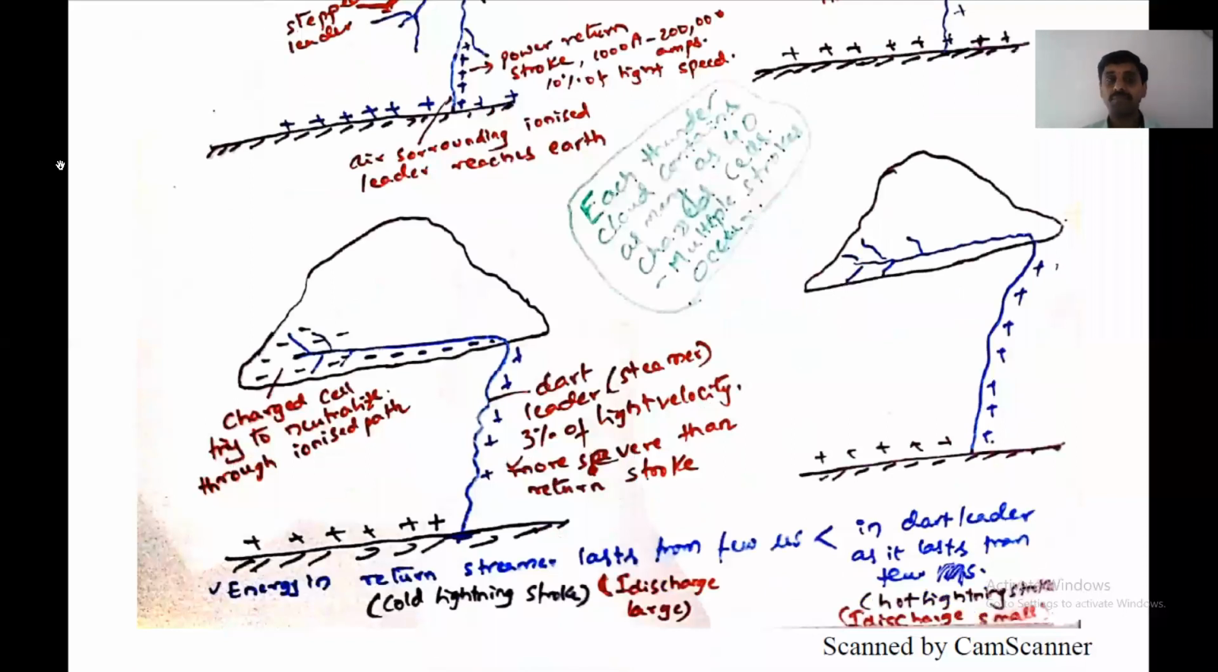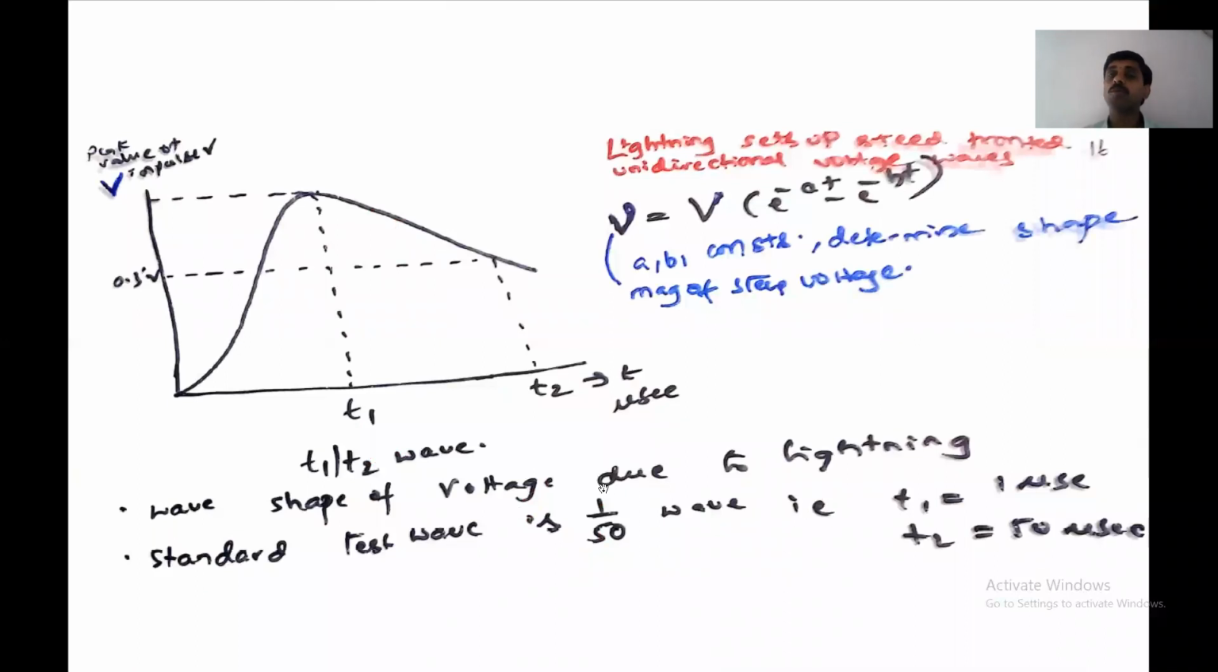So the lightning surge can be expressed by this wave. Already I said, 1.2 by 50 microsecond wave. It takes 1.2 microseconds to reach its peak value. It takes 50 microseconds to fall to 50% of this value. So we can express this wave like this: V is equal to V into two exponential waves, e power minus at minus e power minus bt, where a and b are constants that determine the shape of the magnitude of the step voltage.